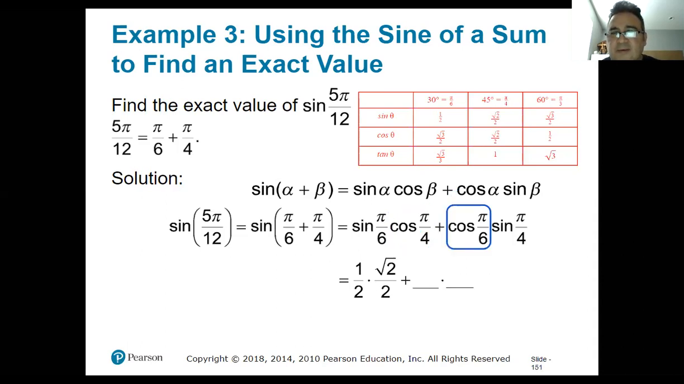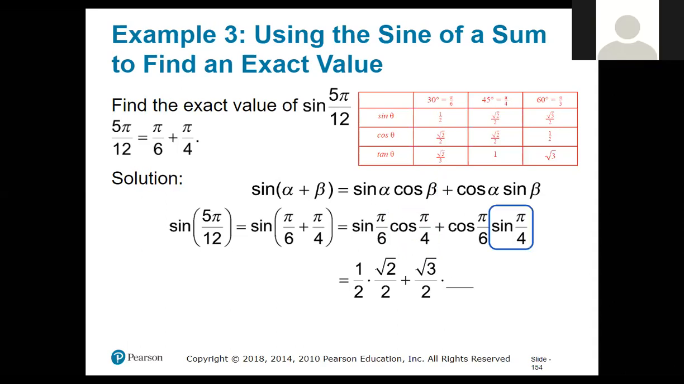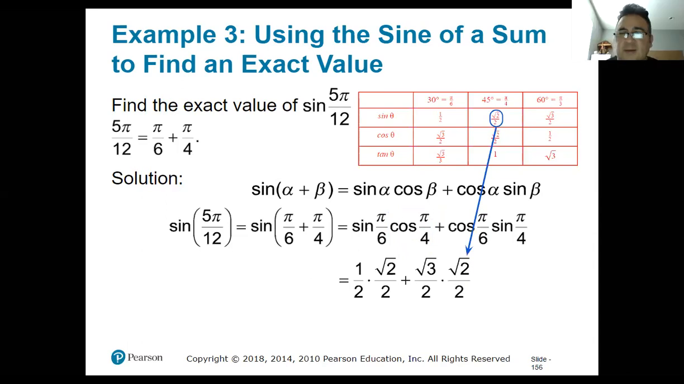Then we have cosine of pi over 6, which is square root of 3 over 2, so I replace that. And the last one, sine of pi over 4, is square root of 2 over 2. The rest is multiplying fractions, applying your rules for radicals, and combining your fractions together.